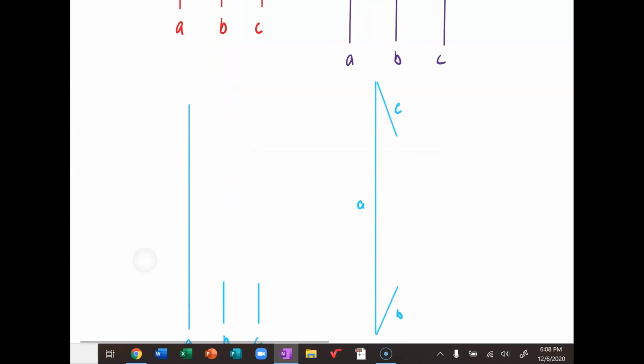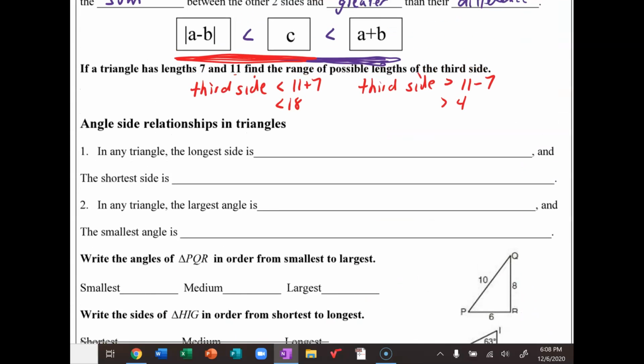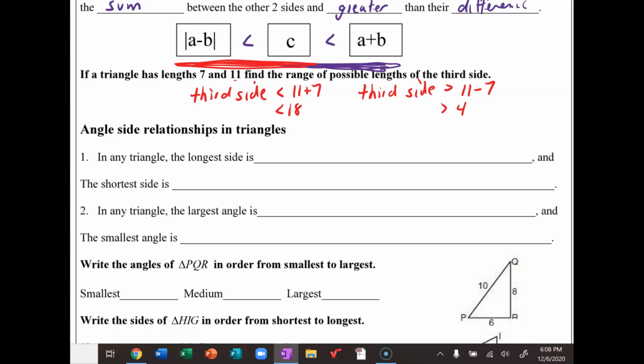So 18 is not an option, right? So let's come up here and look at these numbers again. 18 will not make a triangle. It's got to be less than 18. Let's say it was 17.9. Now we have a 7, an 11, and a 17.9. So we're asking the question, is 17.9 less than the sum 18? And that's a yes. So 17.9 is okay, 18 is not. It has to be less than the sum.